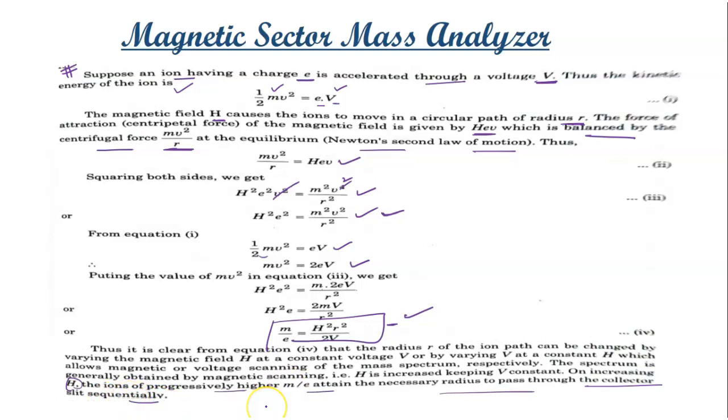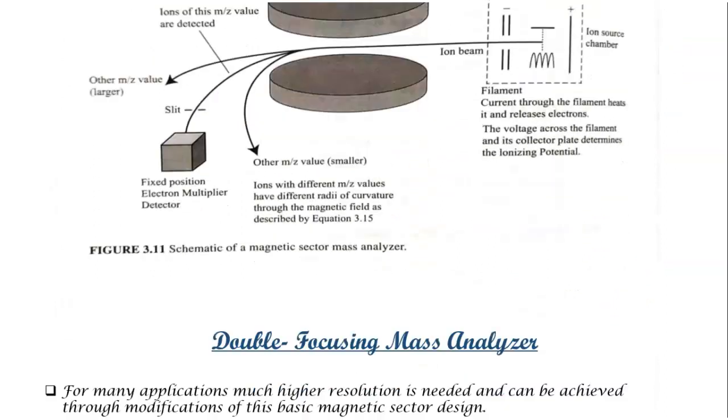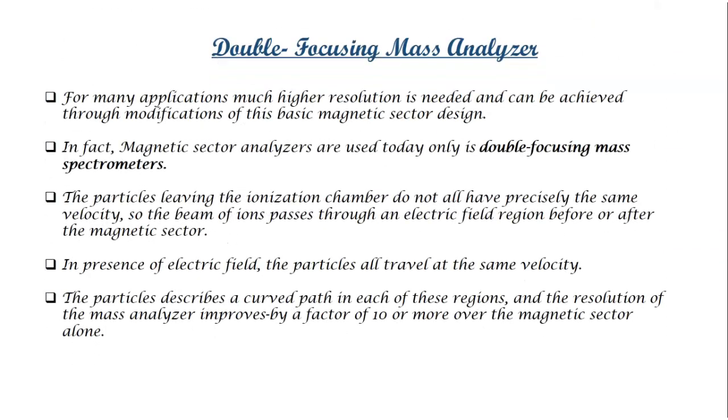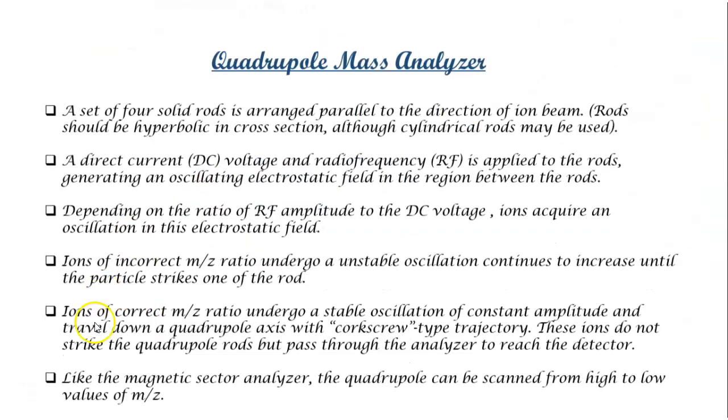Okay, so that is one thing occurring over here. So that is how we have discussed your magnetic sector mass analyzer. Okay, so proceeding further without any more delay, the second mass analyzer over here is your double focusing mass analyzer, having a structure like this. This is your double focusing mass analyzer.